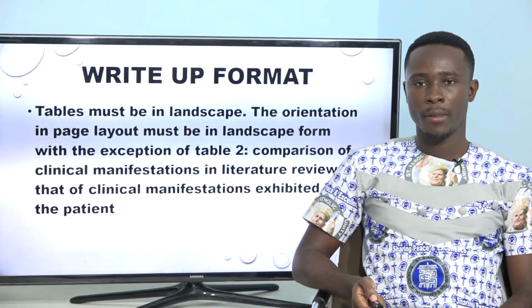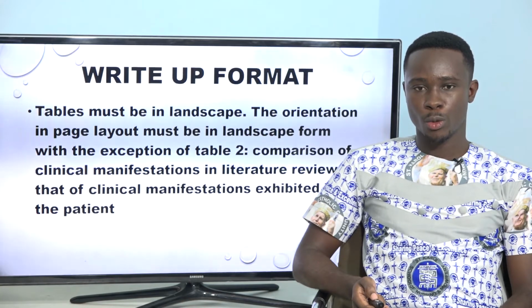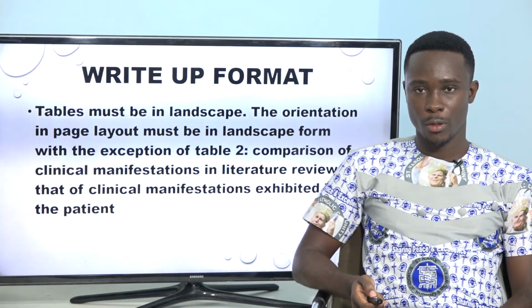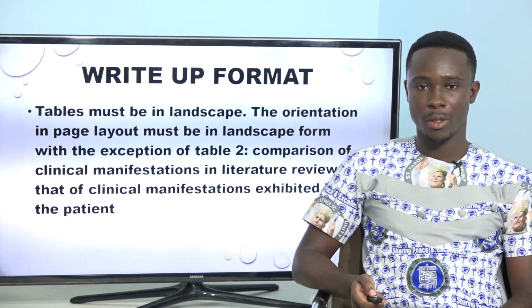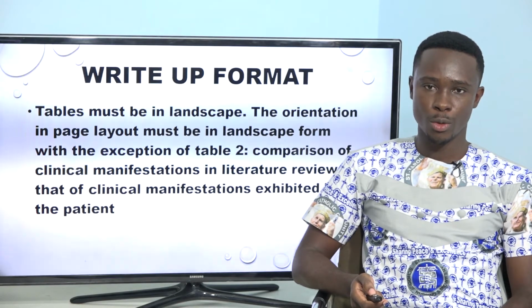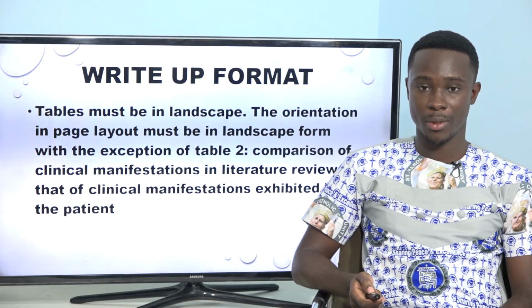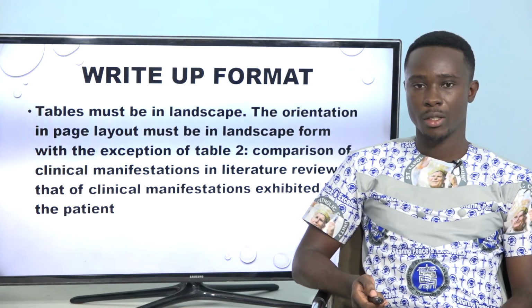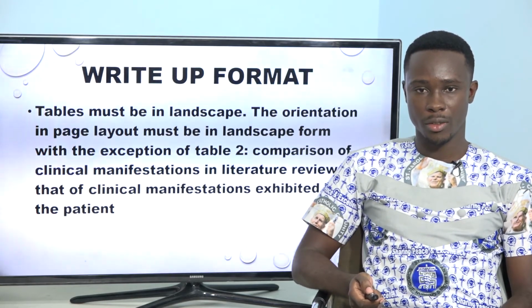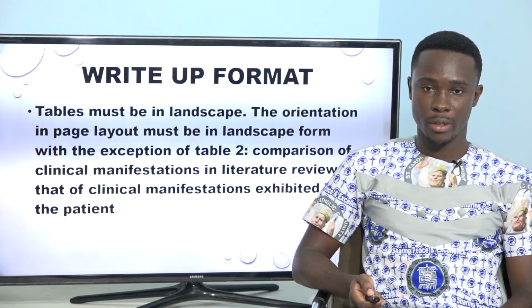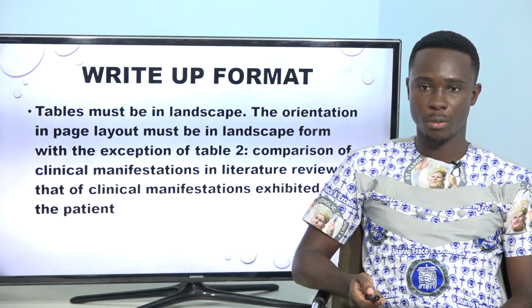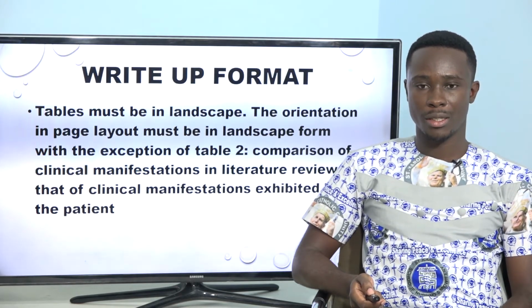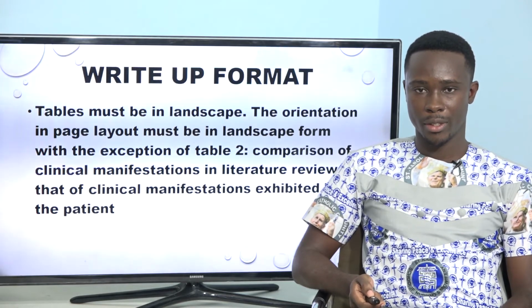So tables. There are 4 tables in your write-up. The first table talks about diagnostic investigations of the patient. Table 2 talks about clinical features exhibited by the patient compared to clinical features in literature review. Table 3 talks about pharmacology of drugs, and Table 4 talks about nursing care plan.